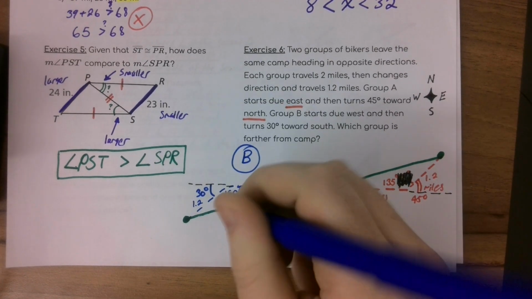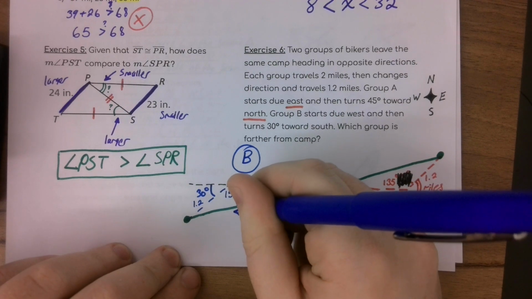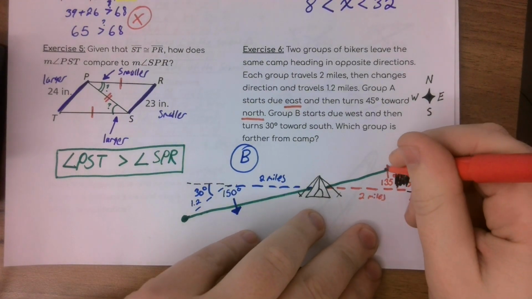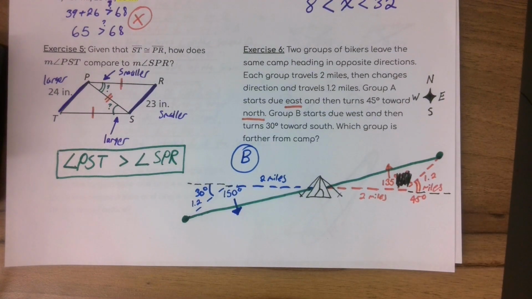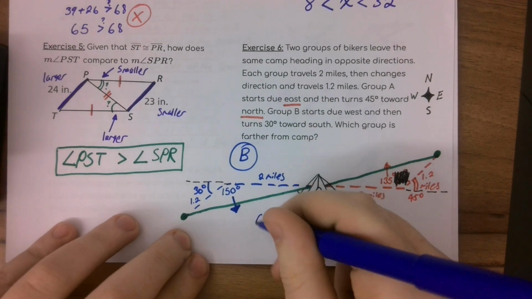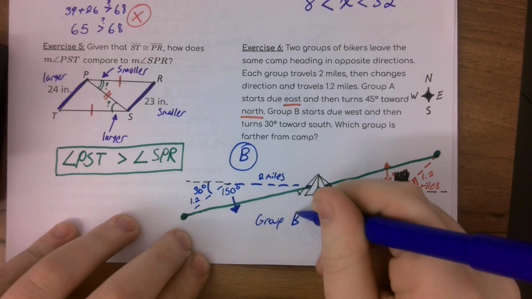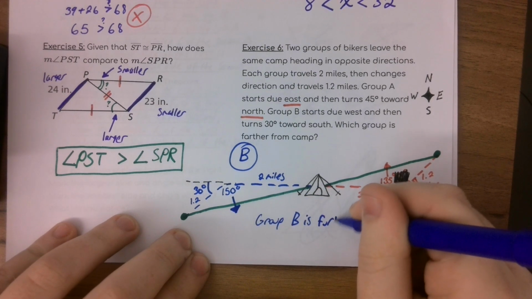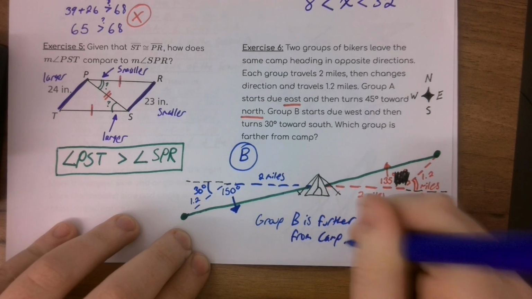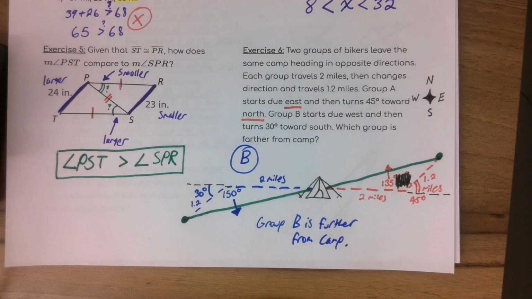It turns out that group B is across from the bigger angle, the 150 degree angle. And group A is across from the smaller. That means that group B is further from the camp. Group B is further from camp. There we go.